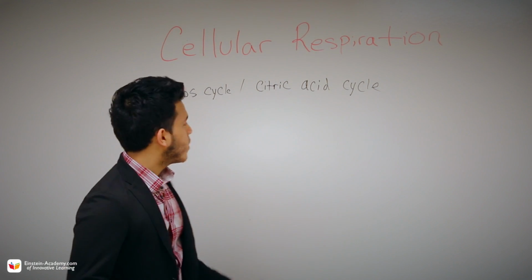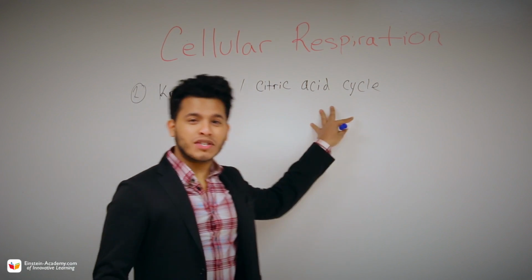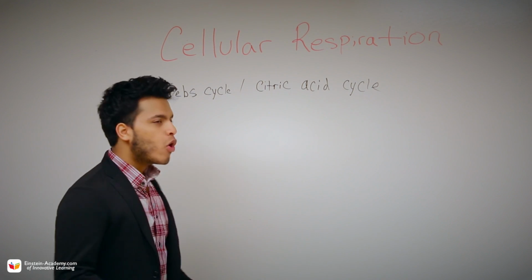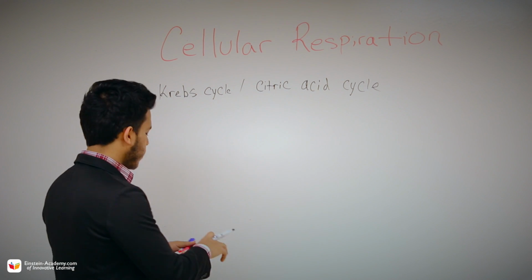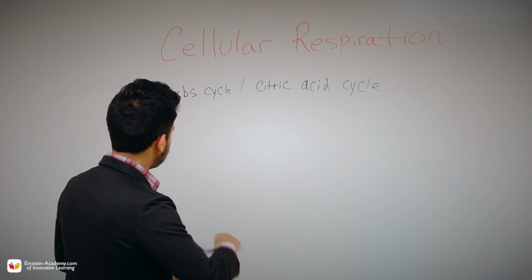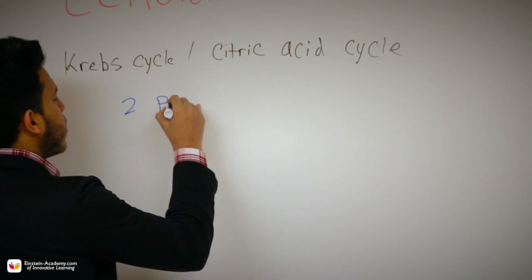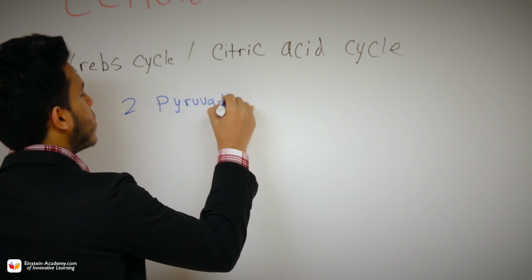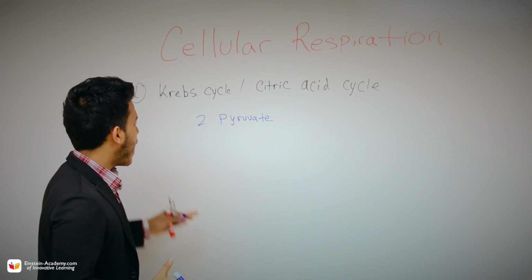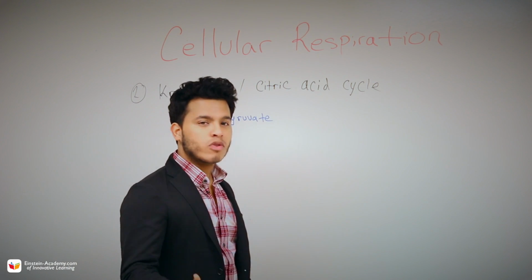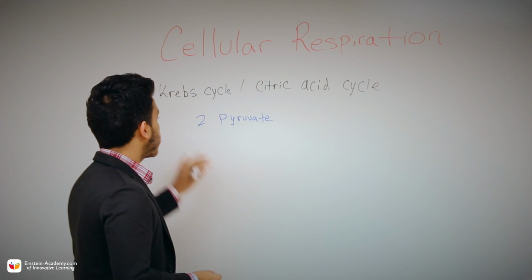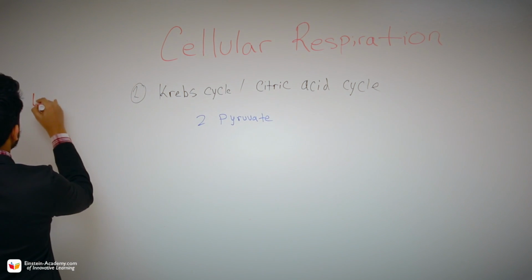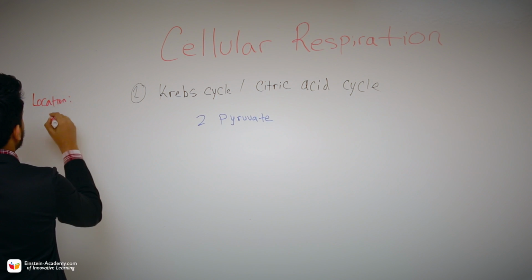Okay, so now we're going to move on to the Krebs cycle, otherwise known as the citric acid cycle. Now, recall back for glycolysis where we got a product of 2 pyruvates. So we're starting off with 2 pyruvate molecules. And now we have to understand how these 2 pyruvate molecules are utilized in the Krebs cycle. The first and most important thing here is the location of the Krebs cycle. The Krebs cycle occurs in the matrix of the mitochondria.